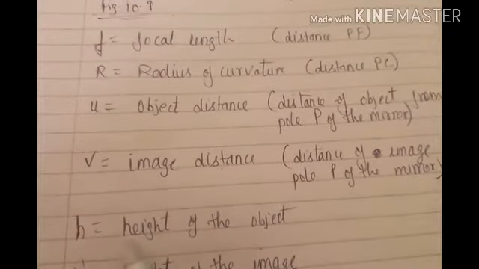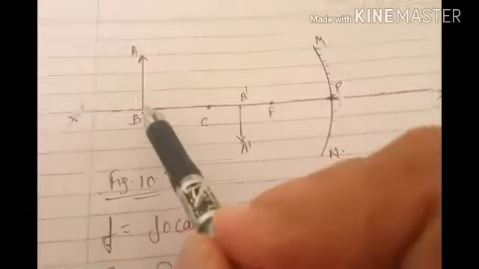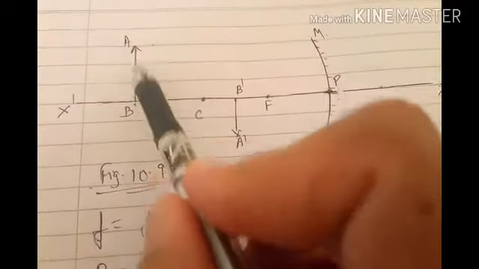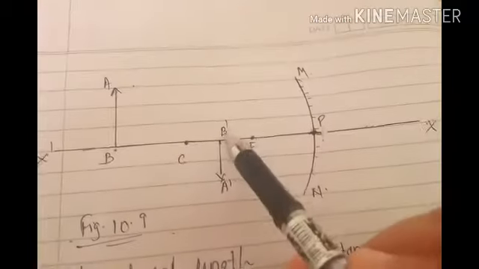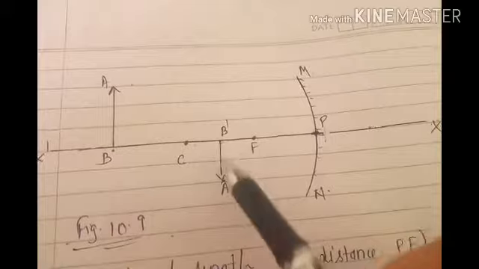Next is h, which is the height of the object. From here to here, if this is say 3 centimeter, then h is equal to 3 centimeter. Last is h', which is the height of the image. A'B' is the image, and this is its height.